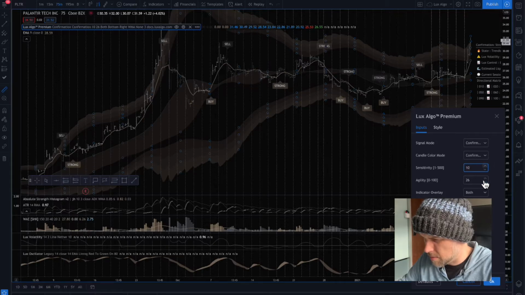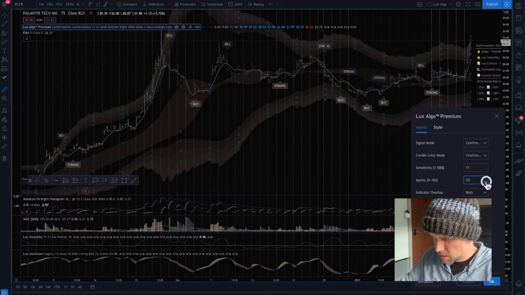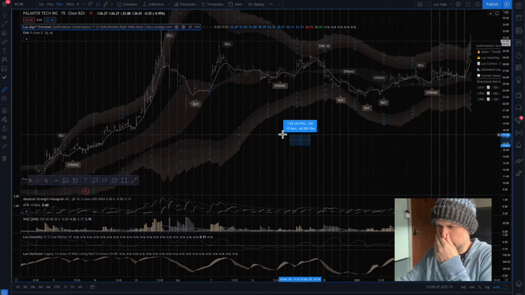Okay, so that's a little bit much. So now we can bring down the agility. I'm going to bring up the sensitivity and then the agility down again, just because I can get rid of some noise and then sometimes push the confirmations further with the agility. Okay, so that's about it right there. So there you have it, 11:21 on the 75 minute. That's what I would do.